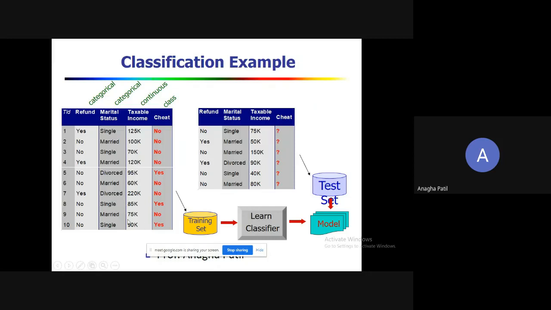Taxable income is 85 and here we have 90k, and both are predicting value yes. So we'll say that when refund is equal to no and the marital status is equal to single as well as the taxable income is, let's say, greater than or equal to 85, at that time cheat is equal to yes, this class label would be predicted. So we'll basically make two rules: whenever we get refund no, marital status single and taxable income greater than 85k, cheat is equal to yes is the first rule.